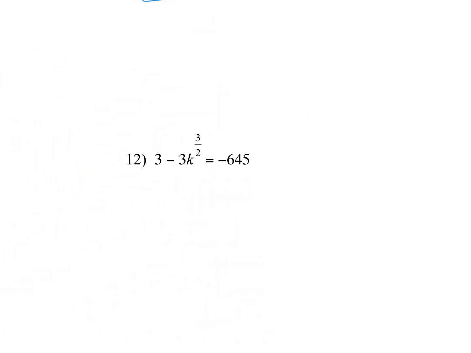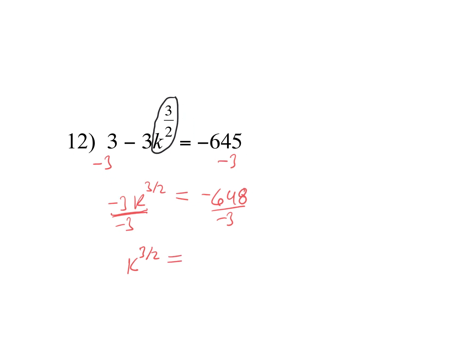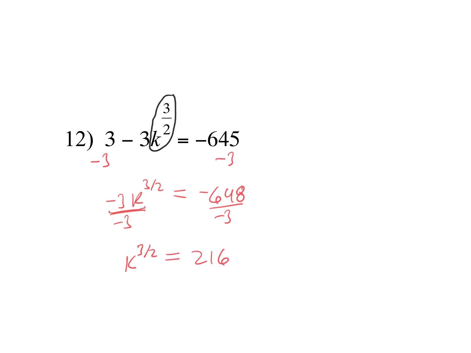So lastly, for this one, again, I want to get whatever has the rational exponent by itself. And keep in mind, it's just this that we're trying to get by itself. Nothing else is attached to it. I don't see parentheses around anything, so I'm just getting this by itself. So I'm going to subtract 3 on both sides. And then I get negative 3k to the 3 halves is negative 648. Divide by negative 3, because this negative 3 is not attached to that k. So then k to the 3 halves is negative 648 divided by negative 3, which is a positive 216.